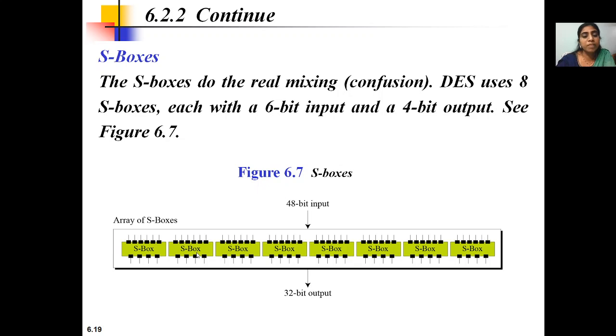Similarly, we have the 48 bits. These 48 bits are divided among 8 S boxes. So 8 times 6 is 48. Each box will contain 6 bits, which is converted to 4 bits. So 4 times 8 is 32 bits, which we are going to get as the output.